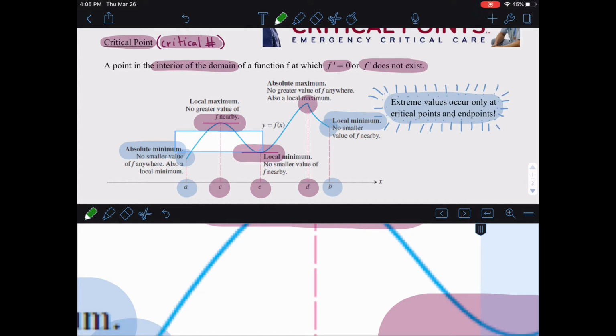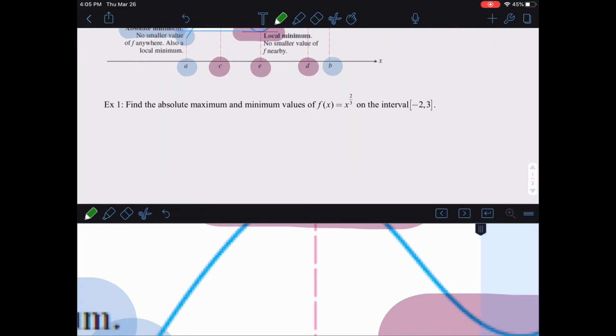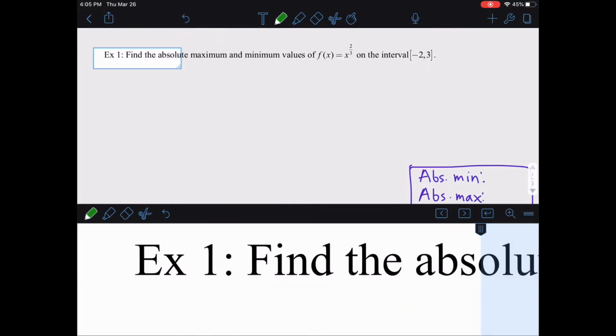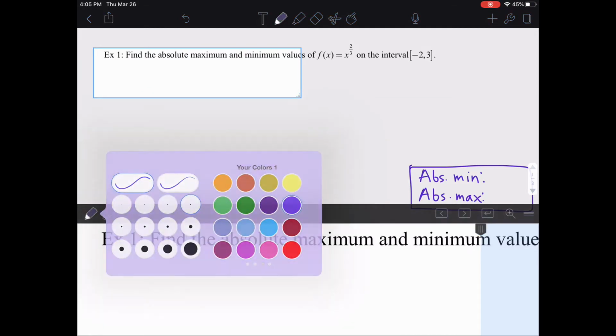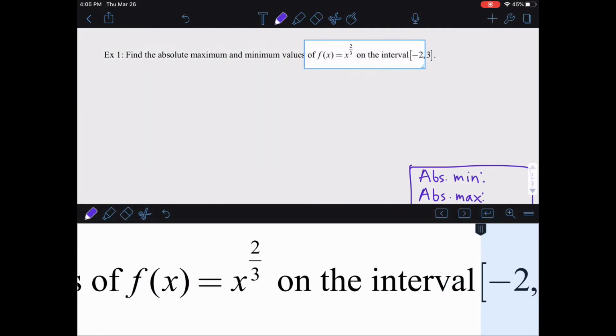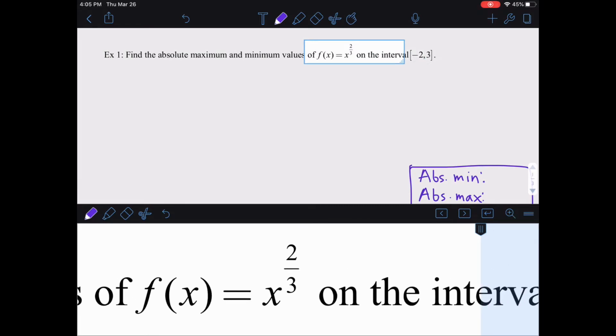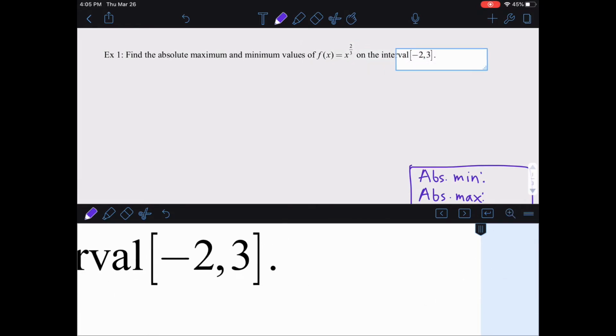This is a crucial idea for this entire chapter. Because we've done a lot of stuff with graphs, but what we're really going to start looking at is, here's an equation, find all of the maxes and mins for me. And that's exactly what we're going to do next. So let's scroll down to example 1, and we are tasked with finding the absolute maximum and minimum values of the function f of x equals x to the 2/3 power on the interval from -2 to 3.